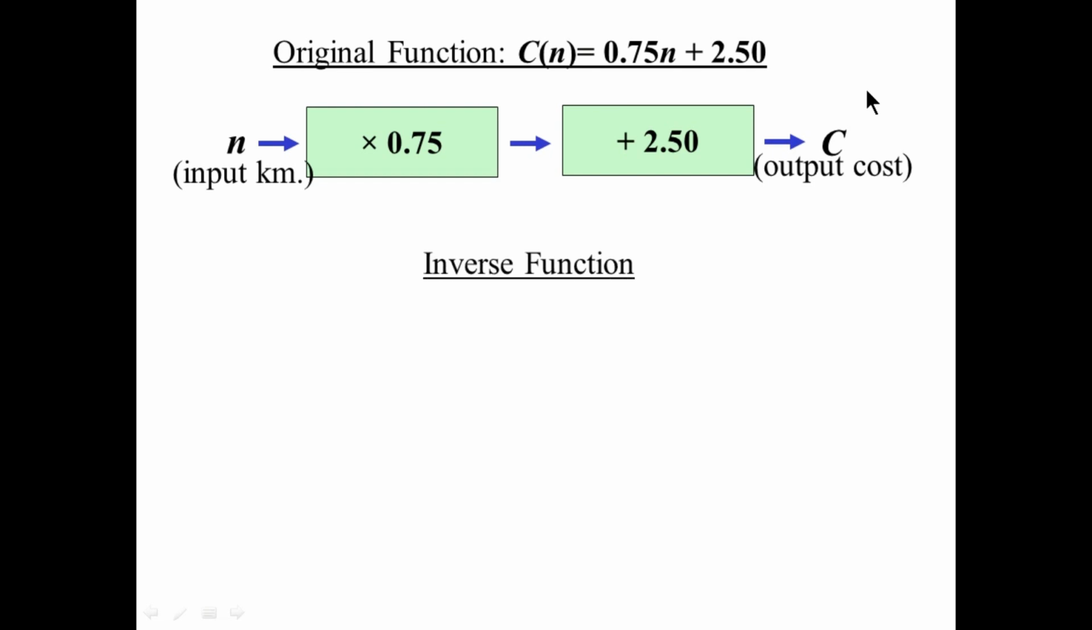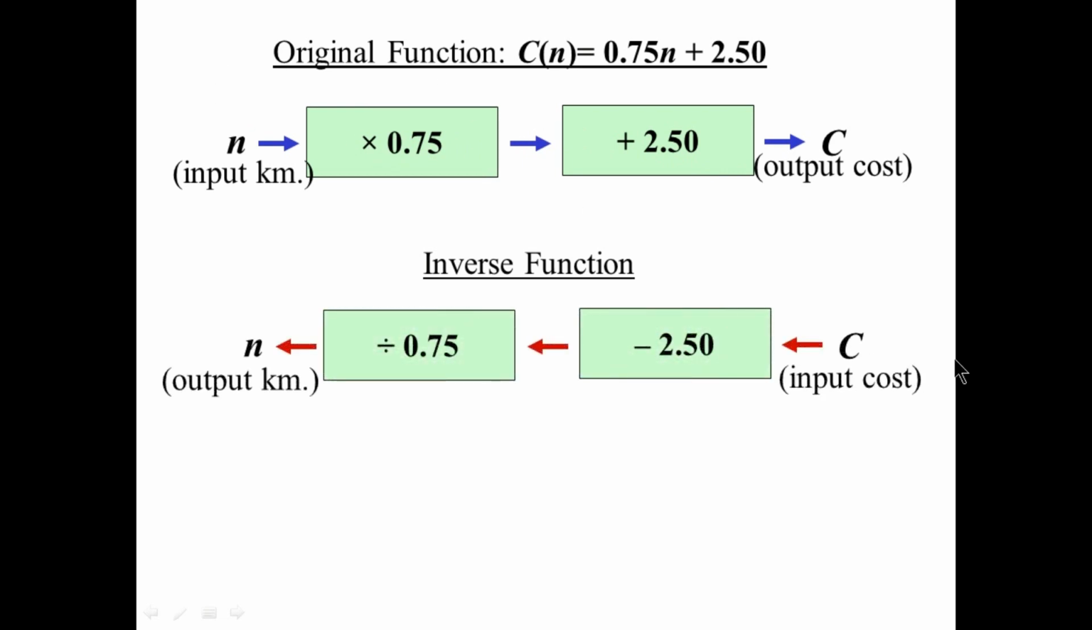For the inverse function, we want to input a cost. So we simply feed the machine from this end, and the inverse happens to it. Inverse meaning the exact opposite. So if I input a given cost, $2.50 is subtracted from that cost, and then that result is divided by 0.75, and the output will be the number of kilometers one can go for the given cost that was fed into the machine or subbed in.